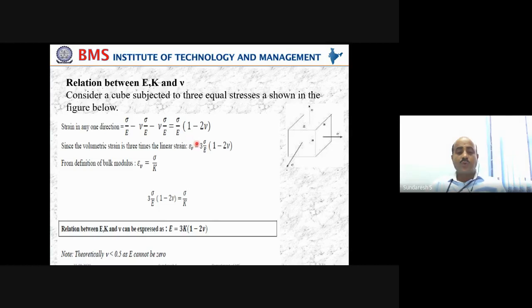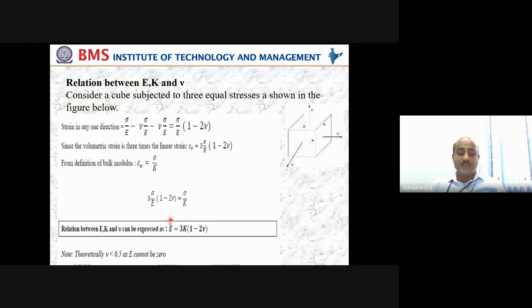Okay, so from these two equations: volumetric strain epsilon V is equal to 3 sigma by E into 1 minus 2 nu, and from the definition of bulk modulus, volumetric strain is equal to volumetric stress divided by the bulk modulus. Now equating these two, on the LHS we have 3 sigma by E into 1 minus 2 nu, and on the RHS we get sigma by K. Sigma gets cancelled, and rearranging the terms, we can say E is equal to 3K into 1 minus 2 nu.